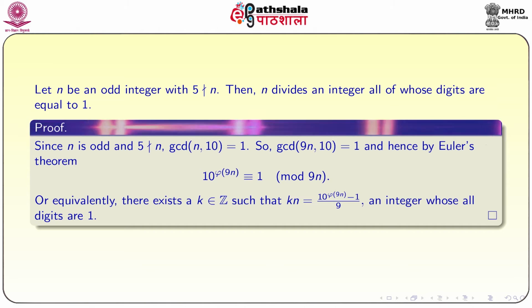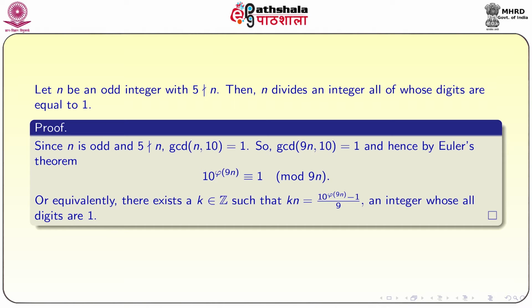Here, n is odd and 5 also does not divide n. So, 10 does not divide n in particular. Since n is odd and 5 does not divide n, GCD(n, 10) = 1, or equivalently GCD(9n, 10) is also 1. Now, if I consider 9n as m and 10 as a, then by Euler's theorem we have that a^φ(m) is congruent to 1 mod m.